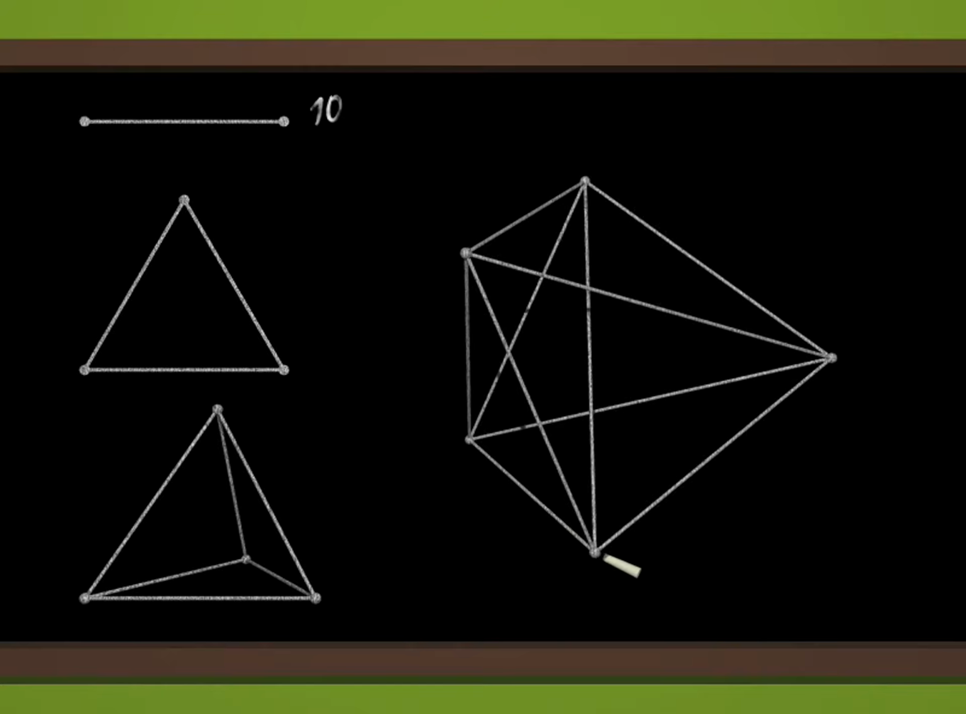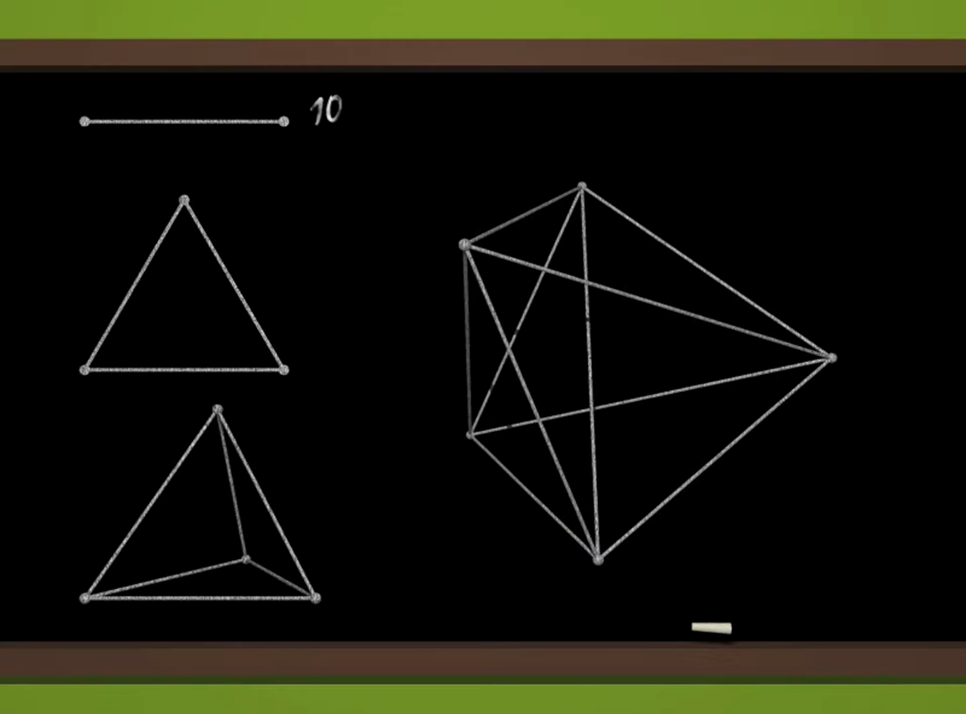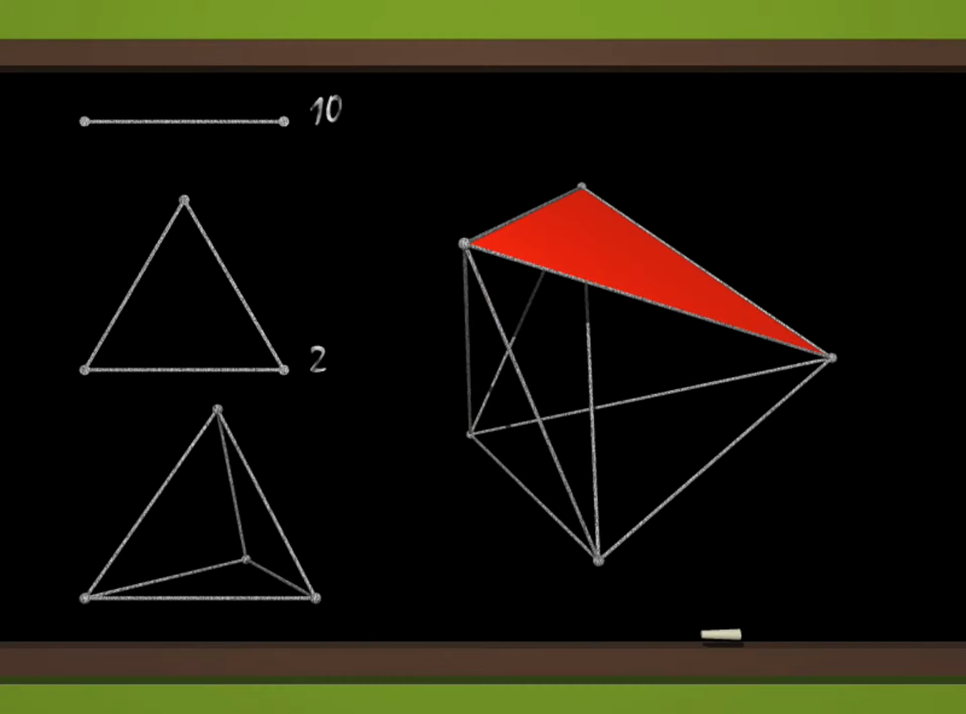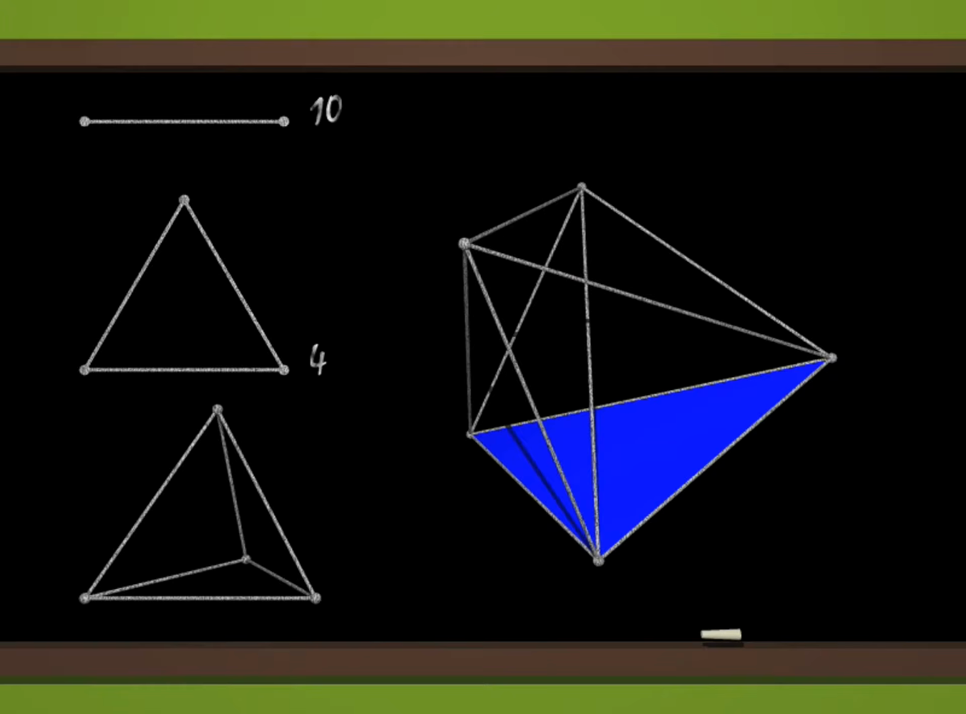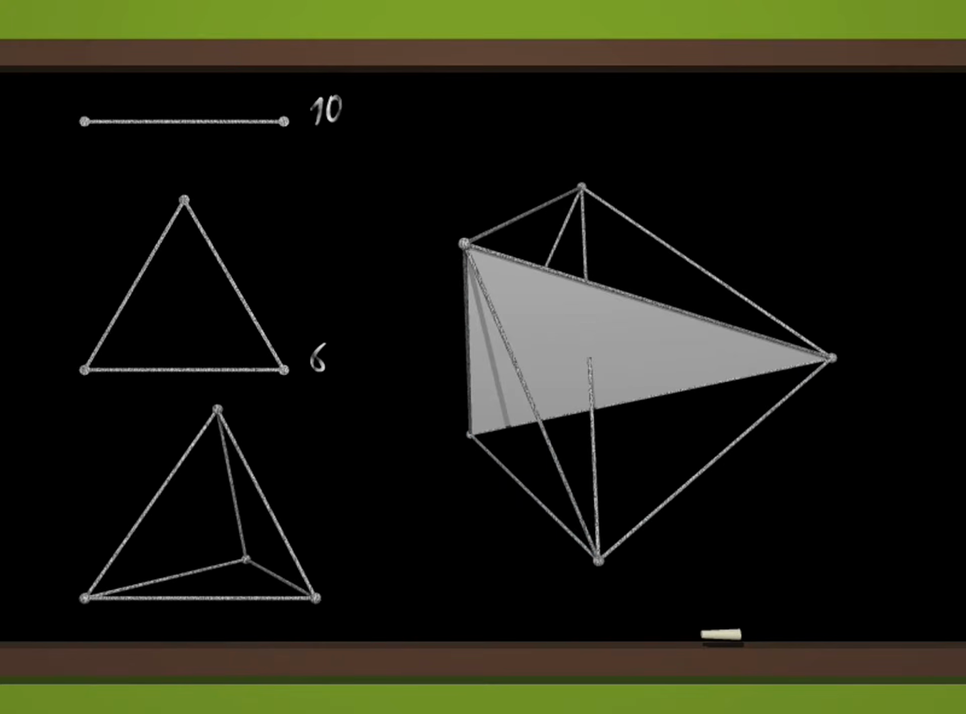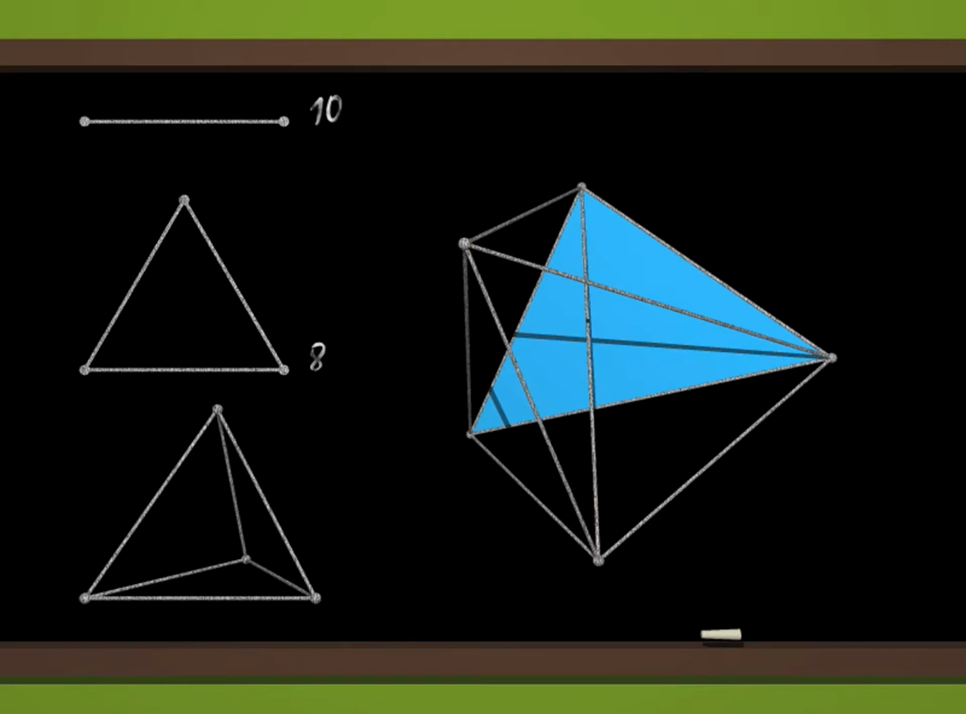In the tetrahedron, there is a triangular face for each triple of vertices. We proceed in the same way, which gives us 2, 3, 10 faces.